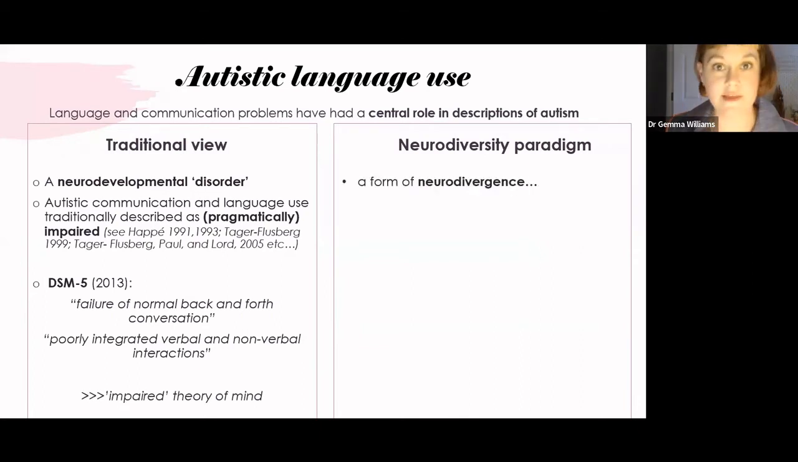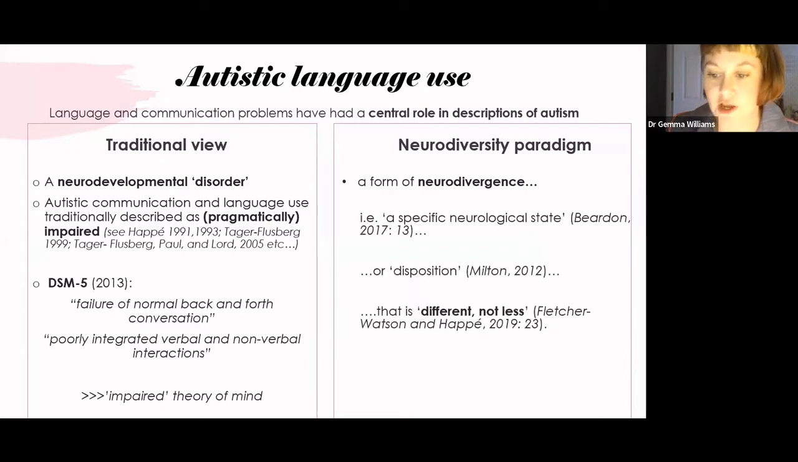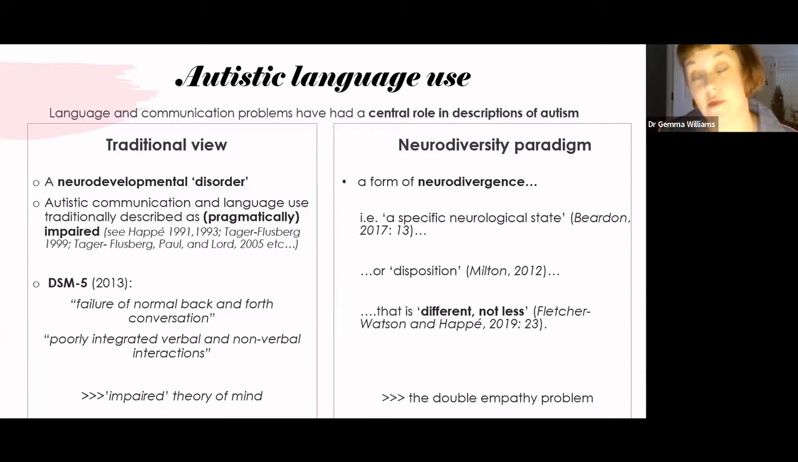But as we know, thankfully, there's also the neurodiversity paradigm. And in this perspective, autism is viewed as a form of neurodivergence, which I'm sure you're all familiar with, but for those of you who aren't, you could think about it as a specific neurological state or a particular disposition, and one that's different but not less. So from the traditional perspective, difficulties with communication have been ascribed to impaired theory of mind. And theory of mind is the ability to perceive and understand the mental states of others. But from within more of the neurodiversity paradigm, communication problems are described from a theory called the double empathy problem.